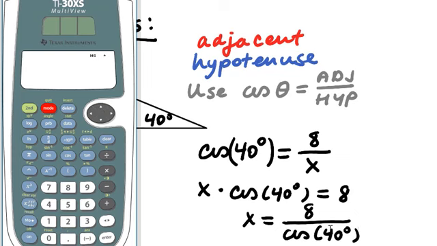And just like always, I'm going to recommend that you type it in just like you see it using the fraction bar. See up here now it says degrees. So I'm going to use the fraction bar. I'm going to do 8 divided by cosine of 40 degrees. And that'll be 10.443.